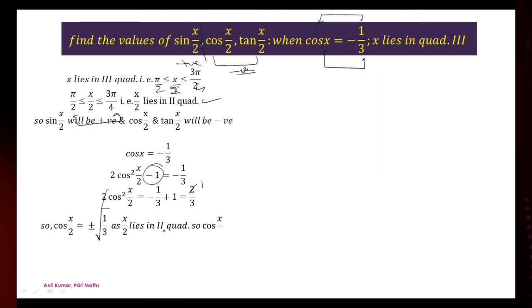As x by 2 lies in the second quadrant, so we'll take it negative. So minus 1 by root 3. So this is the value of cos x by 2. So let's find out sin x by 2. So cos x is minus 1 by 3.